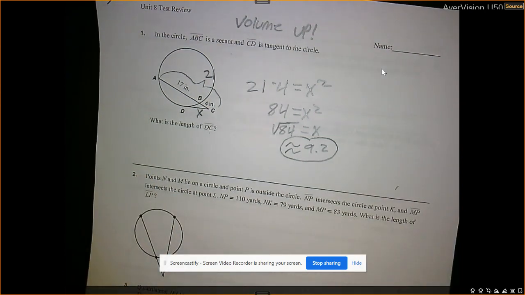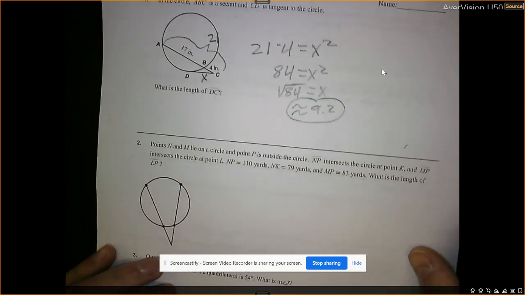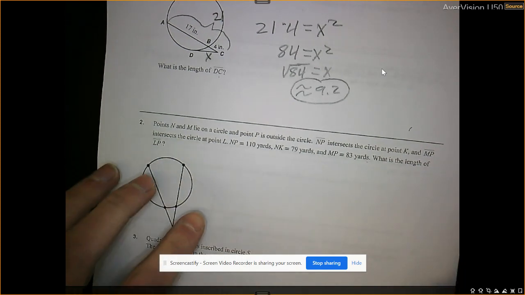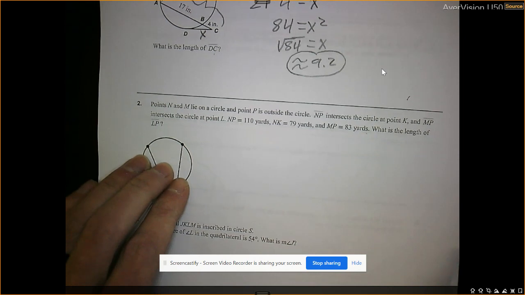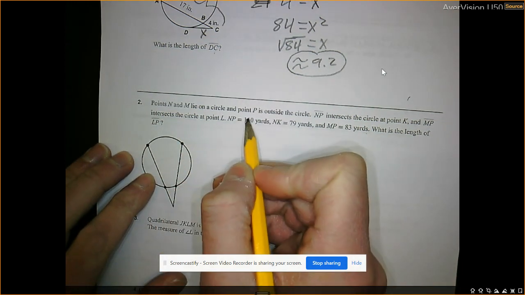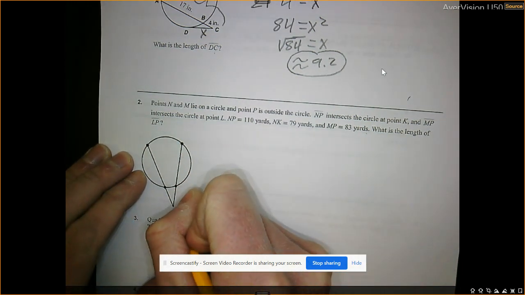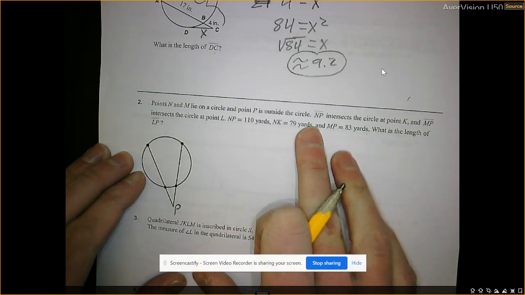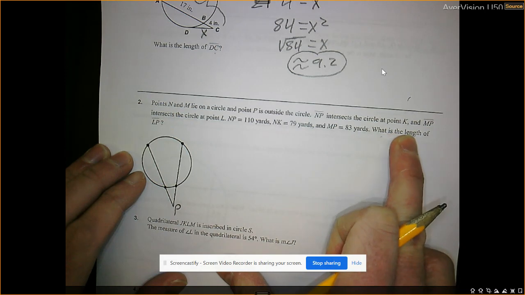Okay. Now, going on to this next one, you have this picture given to you. Originally on the original test, there was no picture at all. You had to draw all of this. Okay, but now you just really have to label the points. So it says points N and M lie in a circle, and point P is outside the circle. So that makes this point P. Okay, and then notice it says NP intersects the circle at point K.